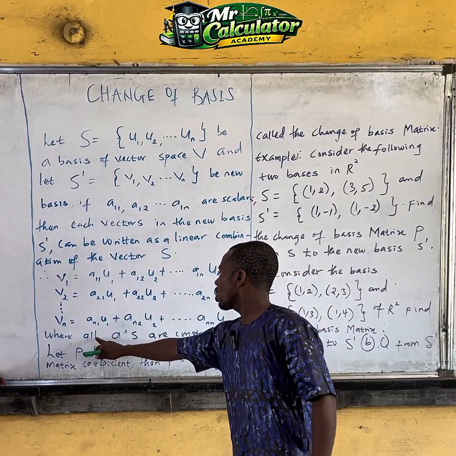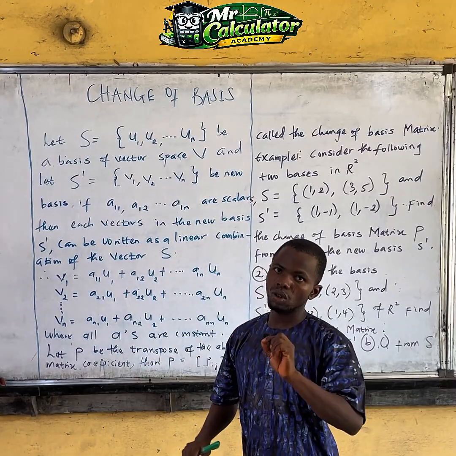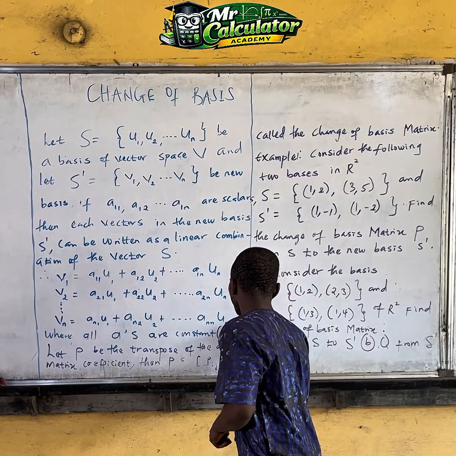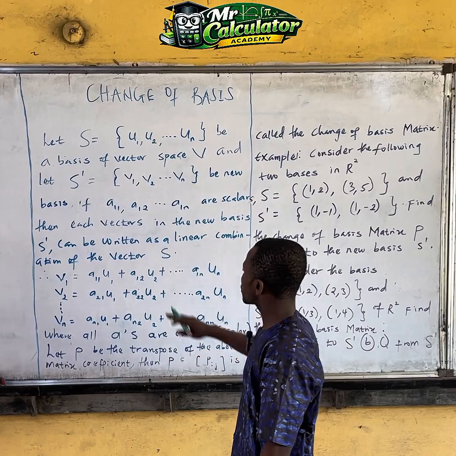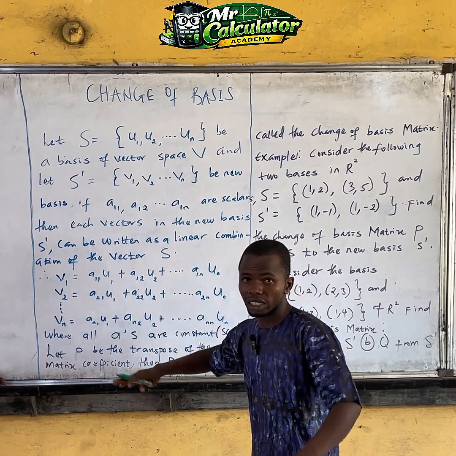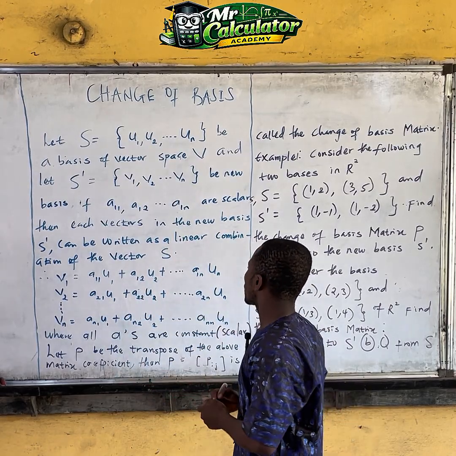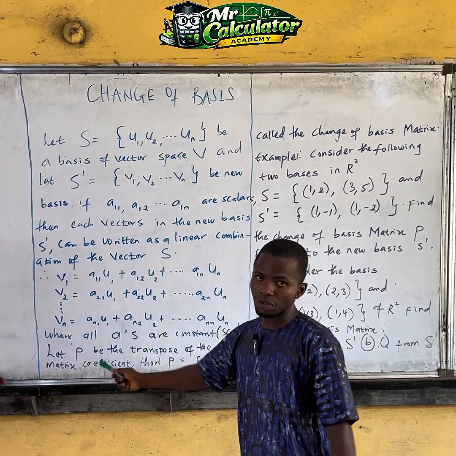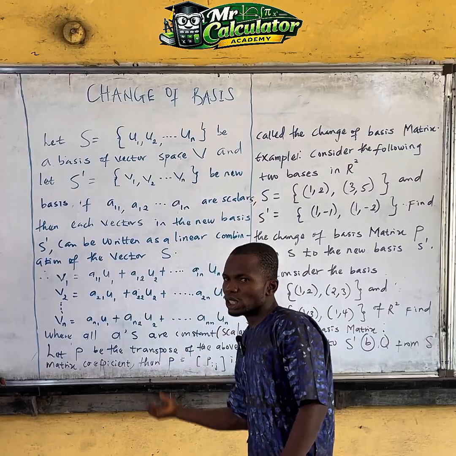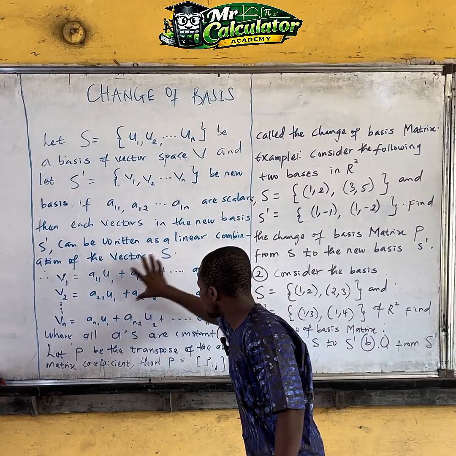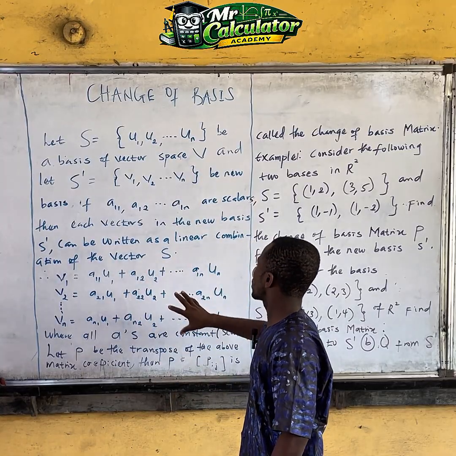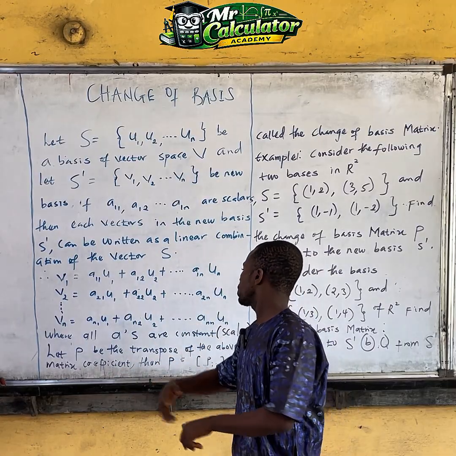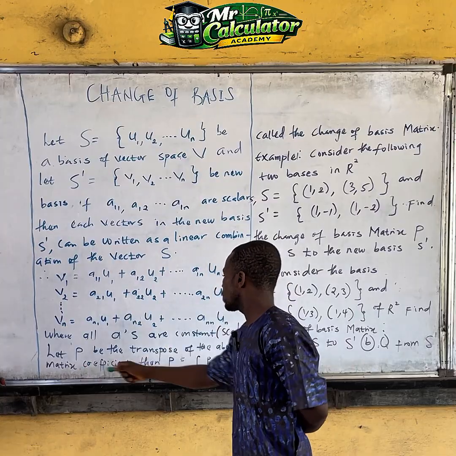Now, all the A's are constants. Note, constant means scalar, so they are all scalars, that is A11, A12, all the A's. Now, let P be the transpose of the above matrix of coefficients, where P will be the transpose of everything we have generated from the linear combination. So P is the transpose of the above matrix of coefficients.